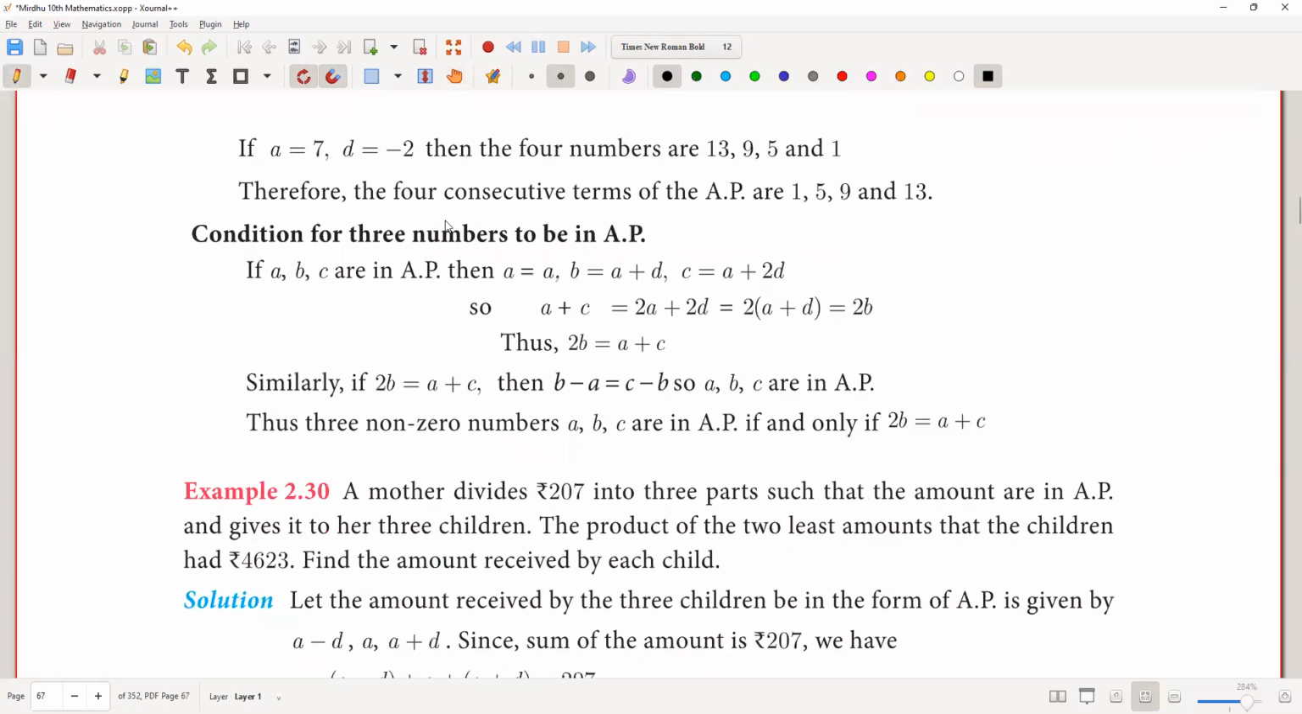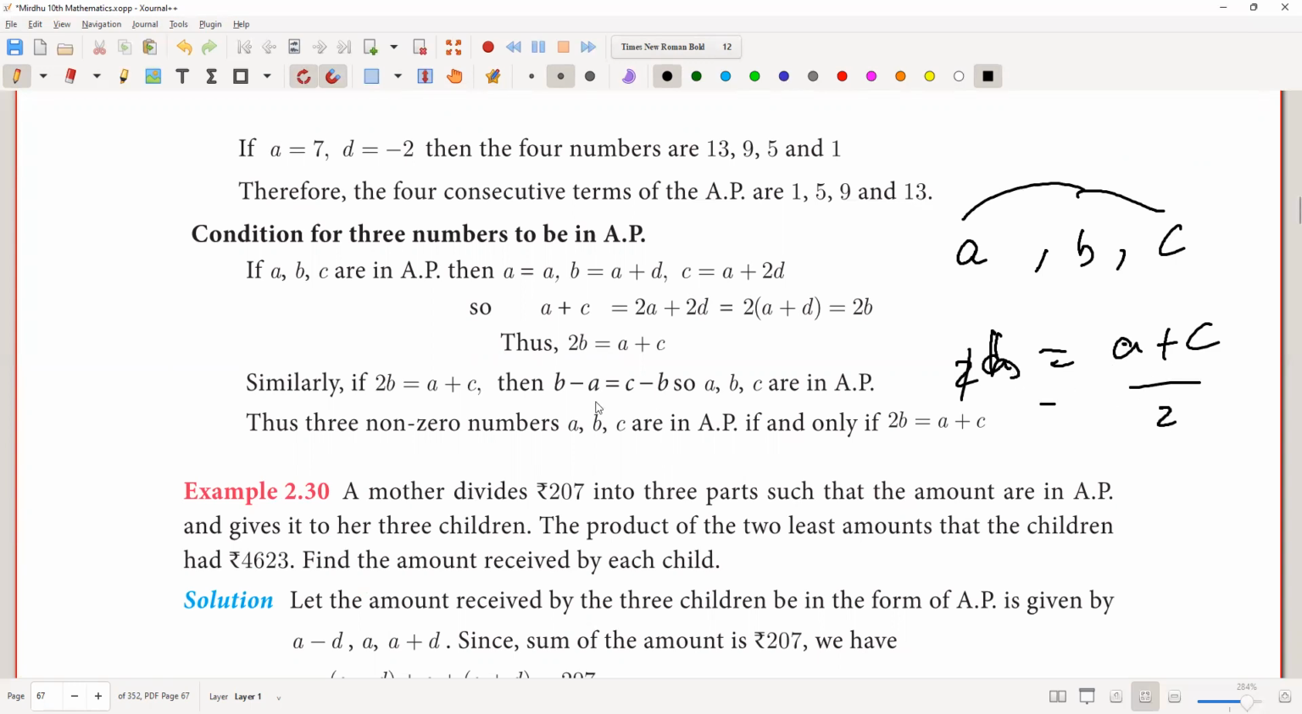Conditions for 3 numbers in AP. If a is the first term, b is a plus d, c is a plus 2d, what can we see? 2b, the in-between term, a, b, c. 2b equal to a plus c. So b equal to a plus c divided by 2.